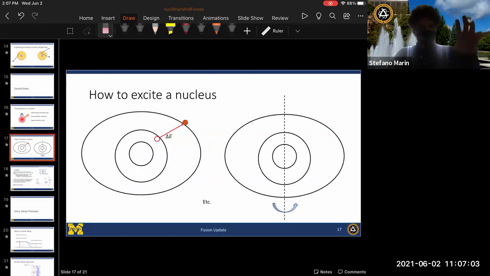Well, now let's look at how to excite a nucleus: how to take something that has a certain shape, like a nucleus in front of us, and make it have more energy, how to get it away from where it wants to be. There are many ways of doing that, but two ways that we can talk about. In the shell model, we would take one particle and put it in an upper shell.